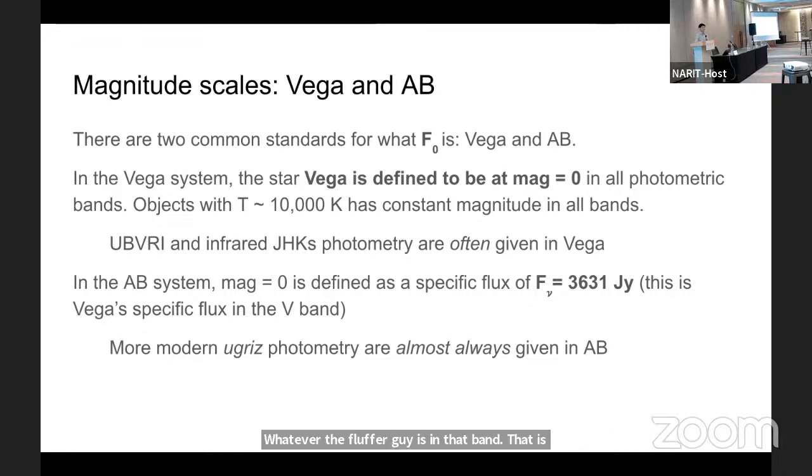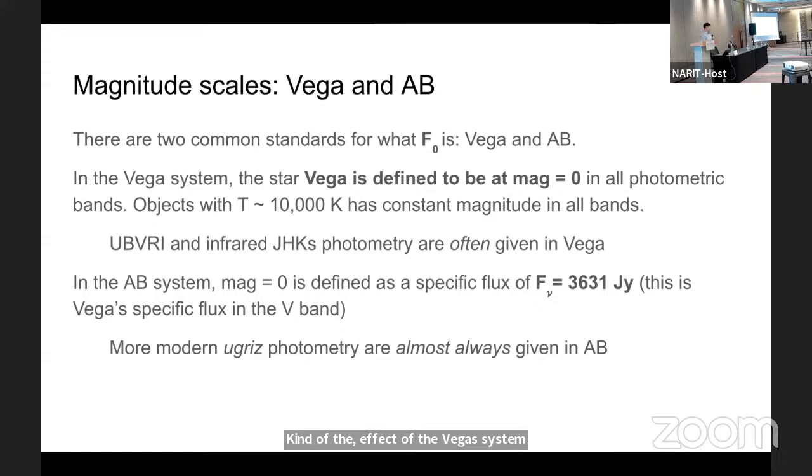This works actually quite well in the optical. Vega has a temperature of about 10,000 Kelvin, and a lot of things turn out to be 10,000 Kelvin. So when you have something at 10,000 Kelvin, you get the same magnitude in all the bands. That's kind of the effect of the Vega system.